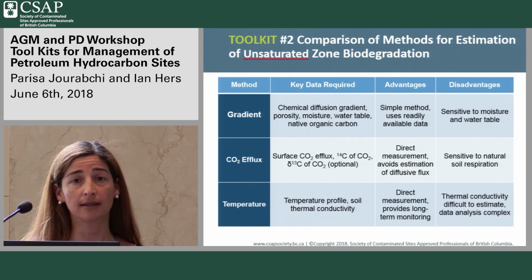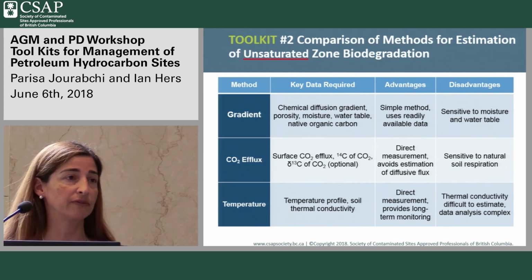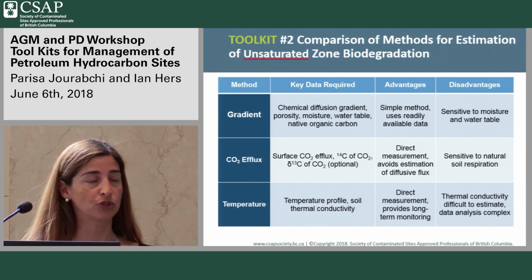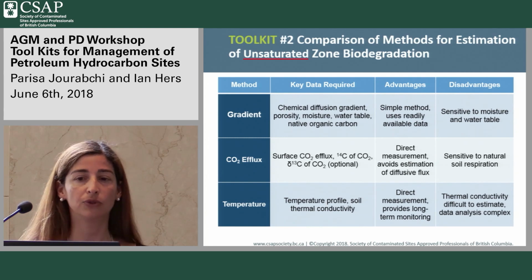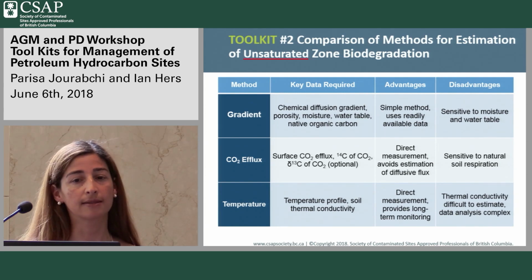The gradient method is simple in concept to understand. It's based on a chemical diffusion gradient. One of the disadvantages is that it's very sensitive to the moisture content. You need to know the effective diffusion coefficient to be able to calculate those fluxes and the gradients.